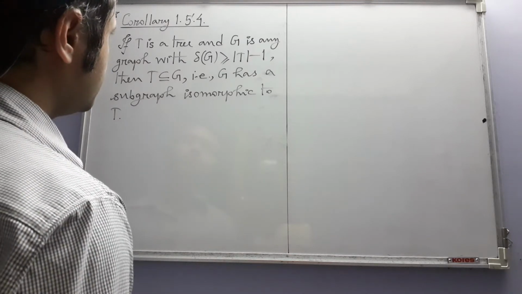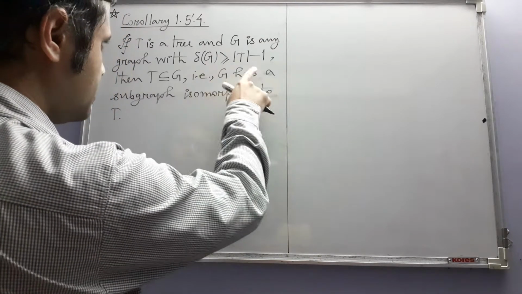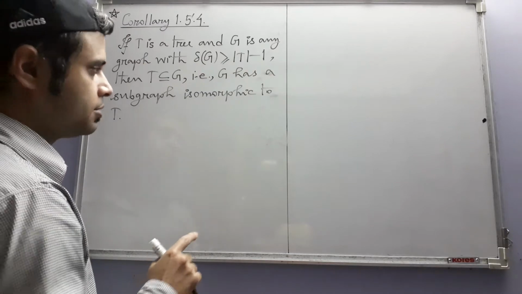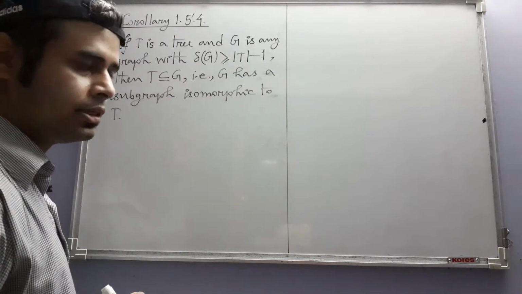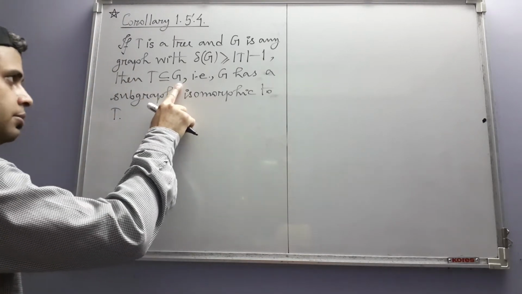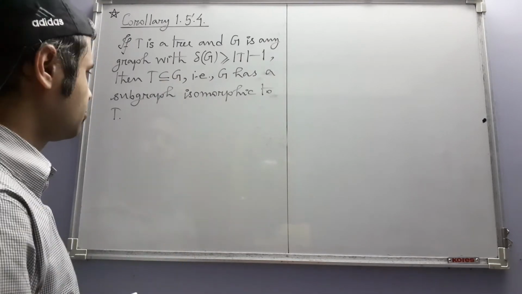Here T is a tree and G is any graph satisfying this inequality. That is, the minimum degree of G is at least 1 less than the order of T. Then T is a subgraph of G. That is, G has a subgraph isomorphic to T.